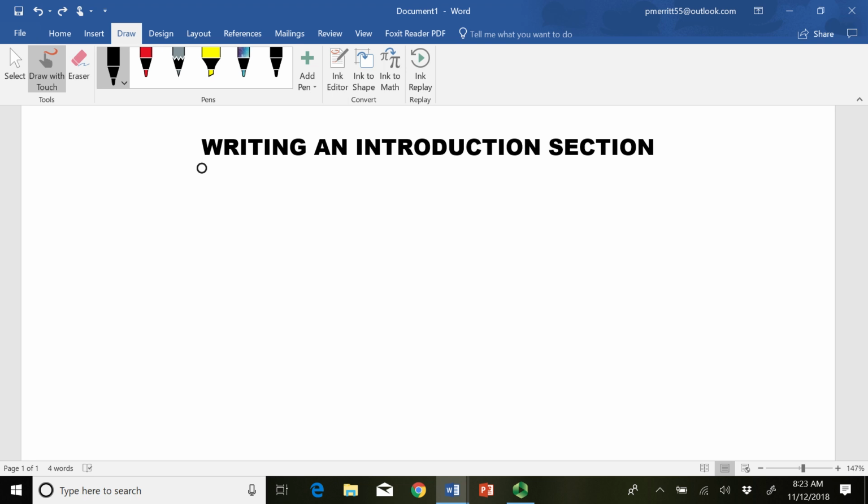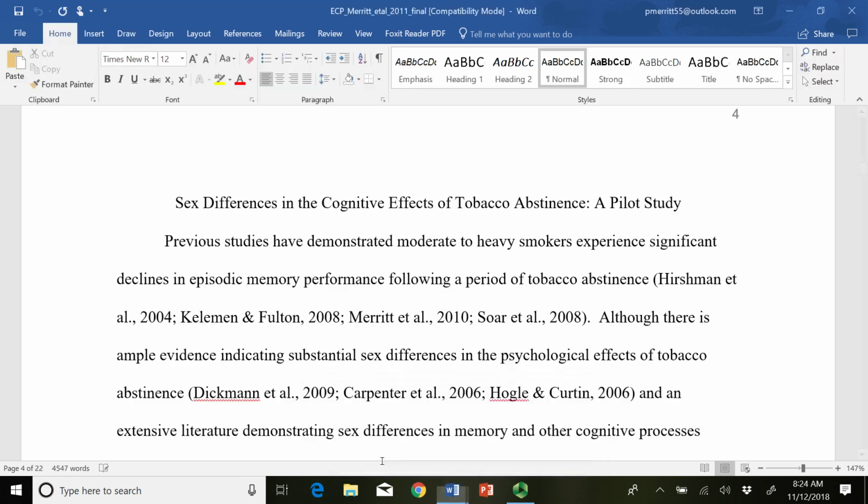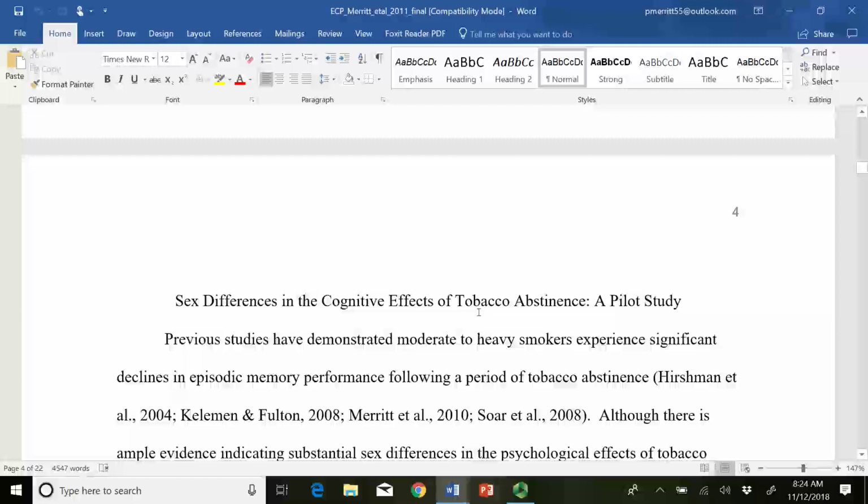So the main thing to realize with your introduction section is you're going to start a little bit more broadly and then get straight down to your hypothesis. So essentially the idea is you're funneling your readers from a broad area down to your specific hypothesis within that area. So what I thought I would do is just show you a manuscript from one of my published papers and what it looks like, and we can talk a little bit about how this is put together.